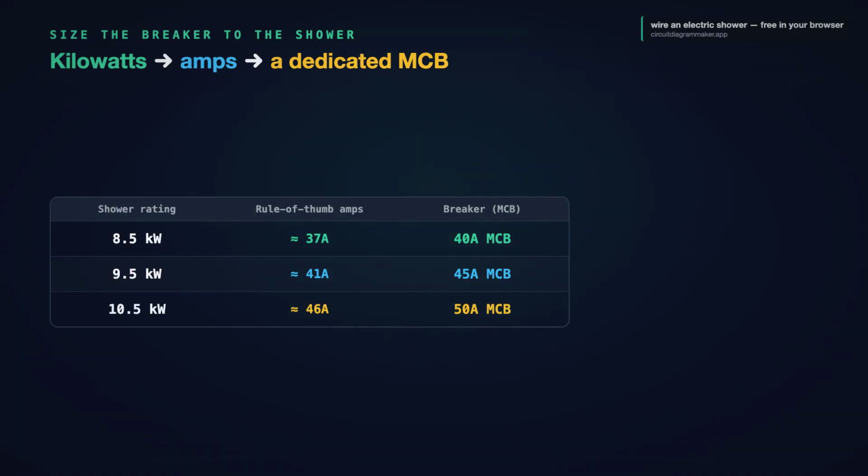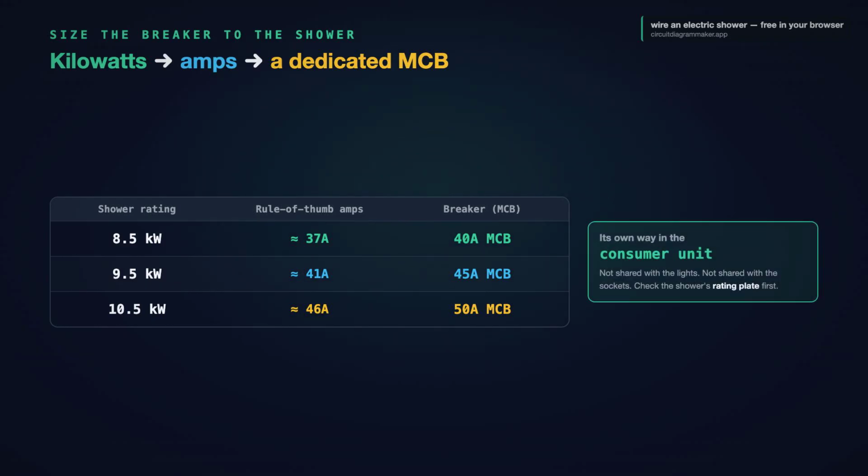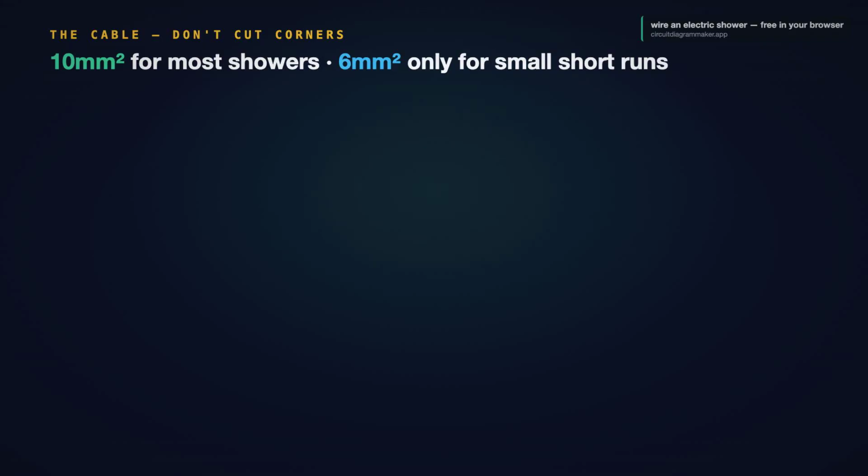So it is a dedicated breaker, sized to the shower, a 40, a 45, or a 50 amp MCB, on its own way in the consumer unit. Not shared with the lights. Not shared with the sockets. Its own circuit start to finish. Check your shower's rating plate first. Everything downstream, the cable, the isolator, sizes off that breaker.